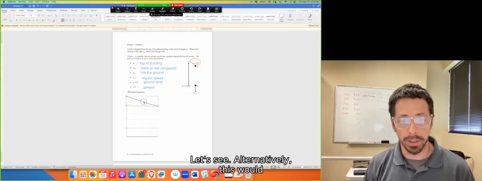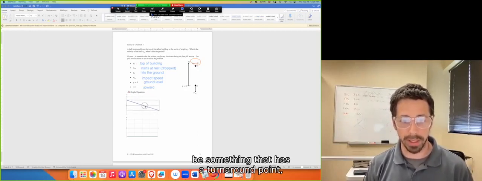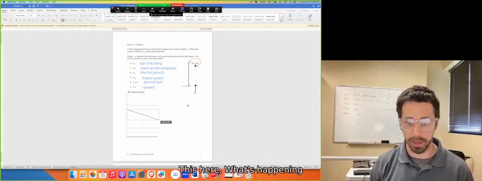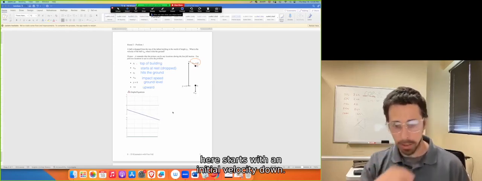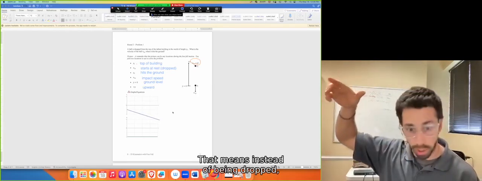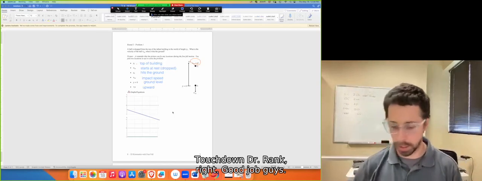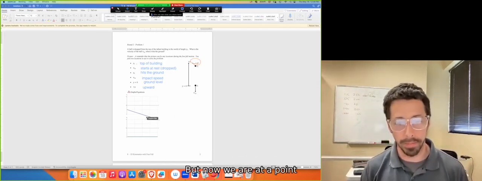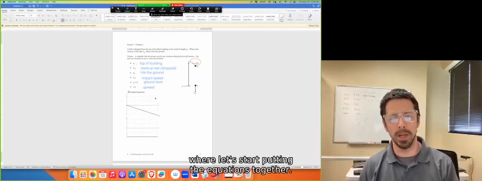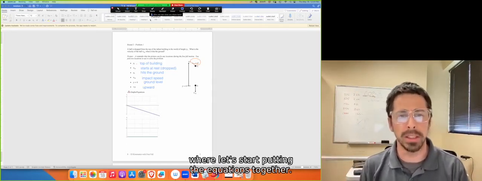Let's see, alternatively, this would be something that has a turnaround point, eventually turns around, speeds up. We'll see that again. This here, what's happening here? It starts with an initial velocity down. That means instead of being dropped, it's being spiked, right? Touchdown, Dr. Ray, right? Good job, guys. But now we are at a point where let's start putting the equations together.